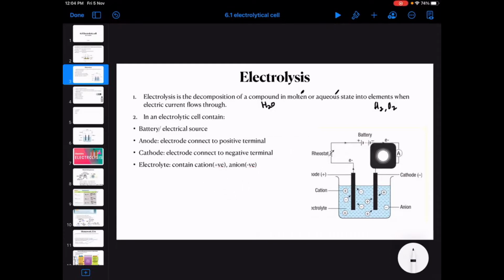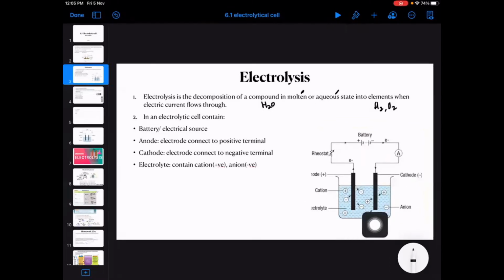It also consists of a wire and a battery, and you connect to two electrodes, called anode and cathode. Anode is a positively charged electrode, cathode is a negatively charged electrode, because the anode connects to the positive side of the battery, and the cathode connects to the negative side of the battery. So they become anode and cathode.